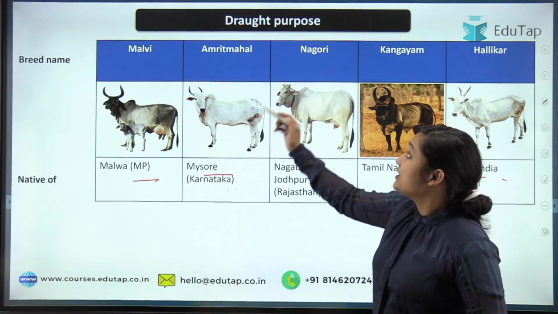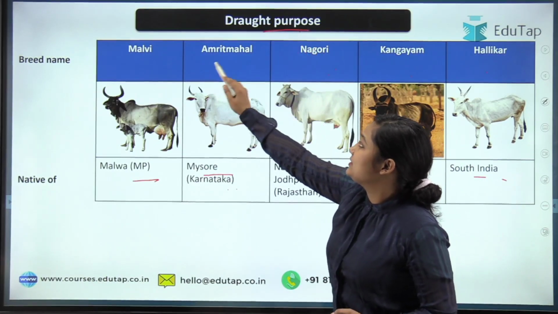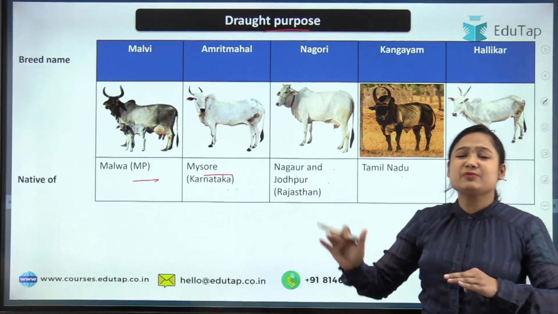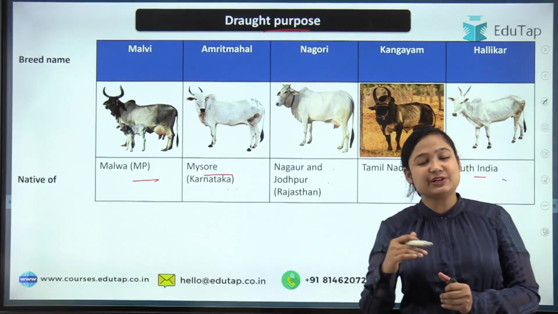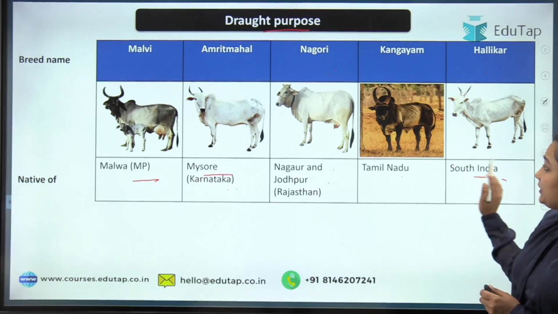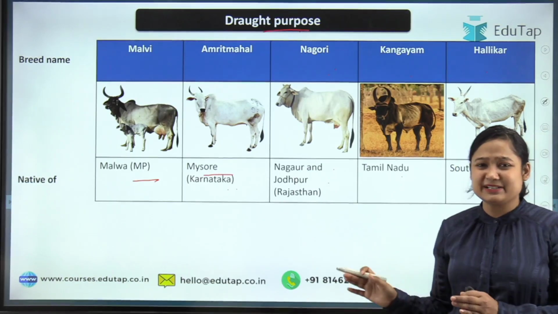But you should remember that. You should just remember that in draught purpose, these breeds came. That much will be enough for your NABARD examination. No need to go too deep. Reading about the features and all will be unnecessary.